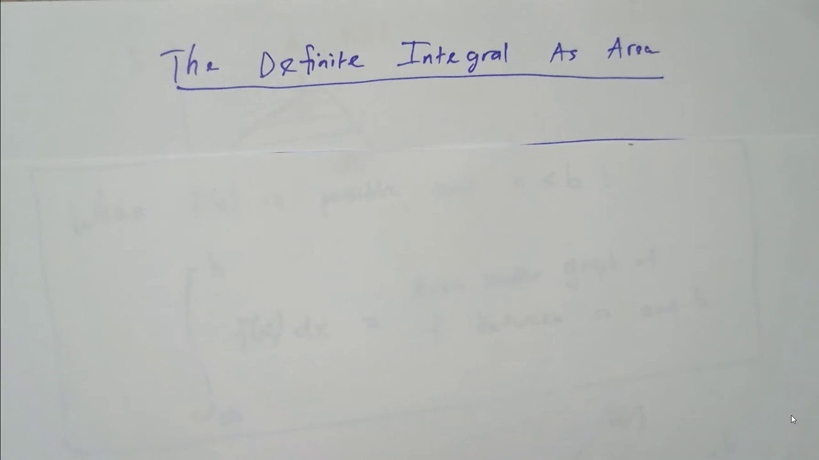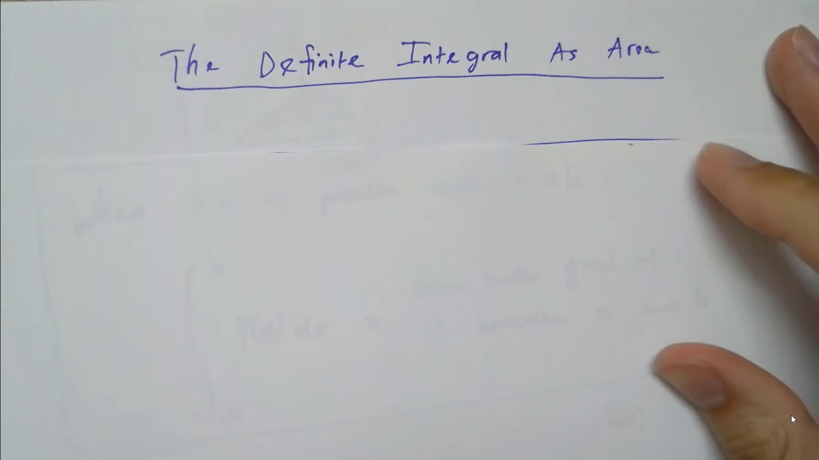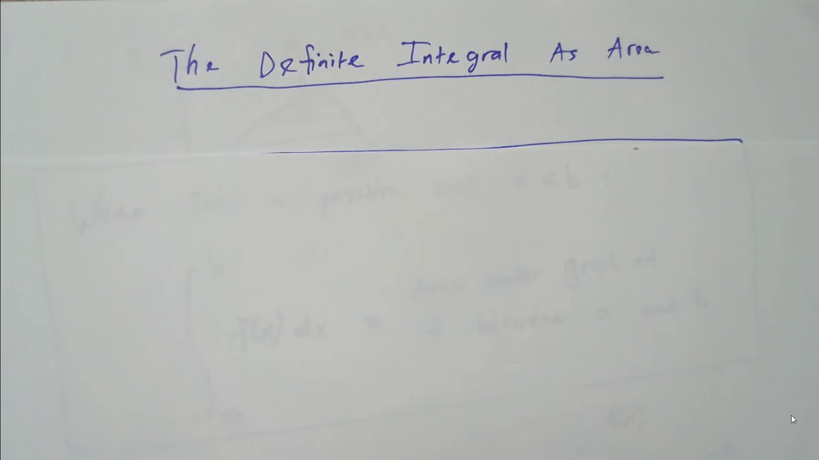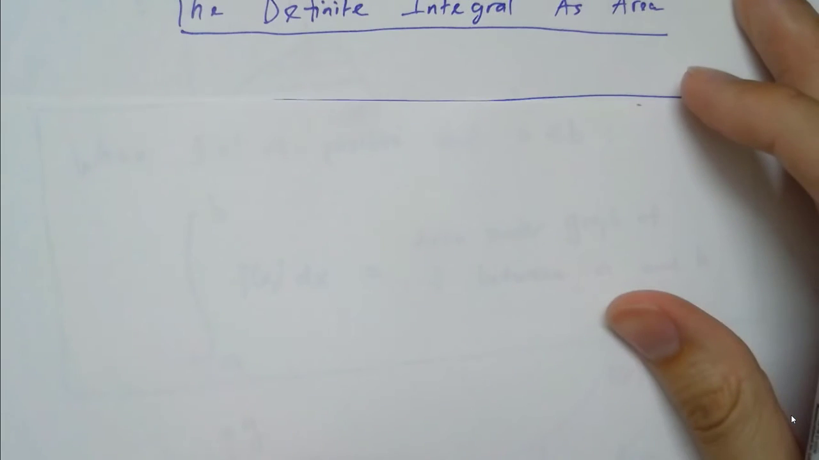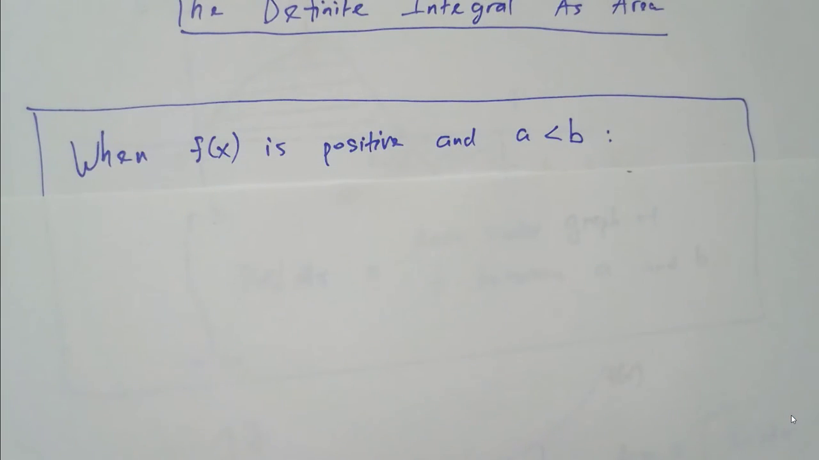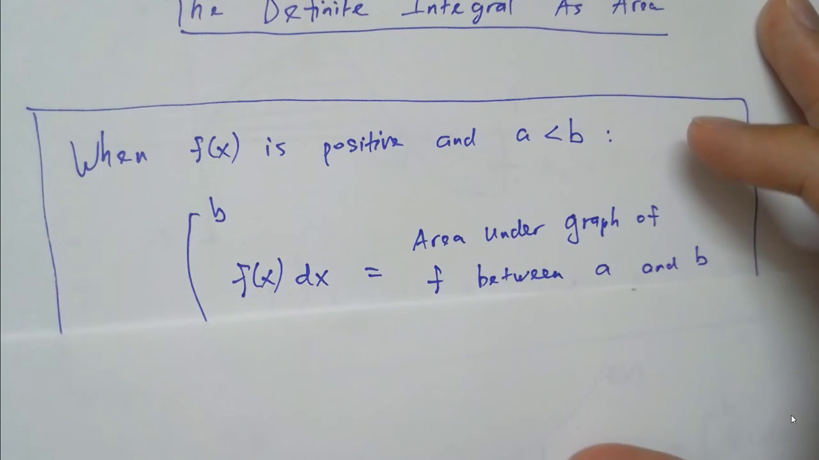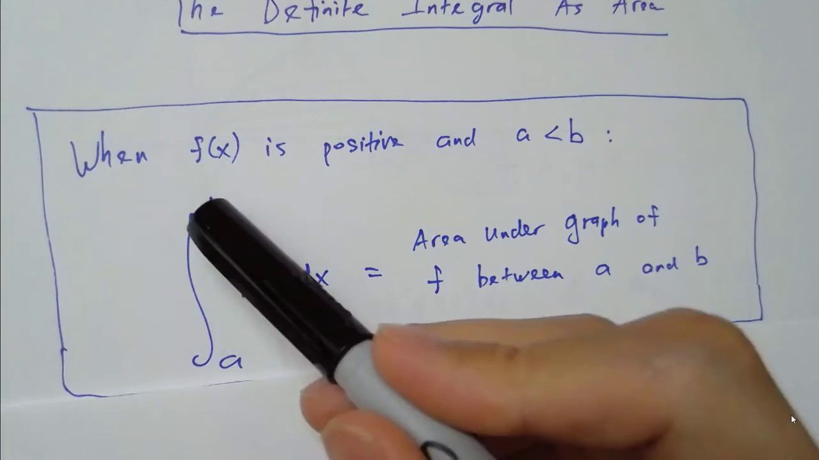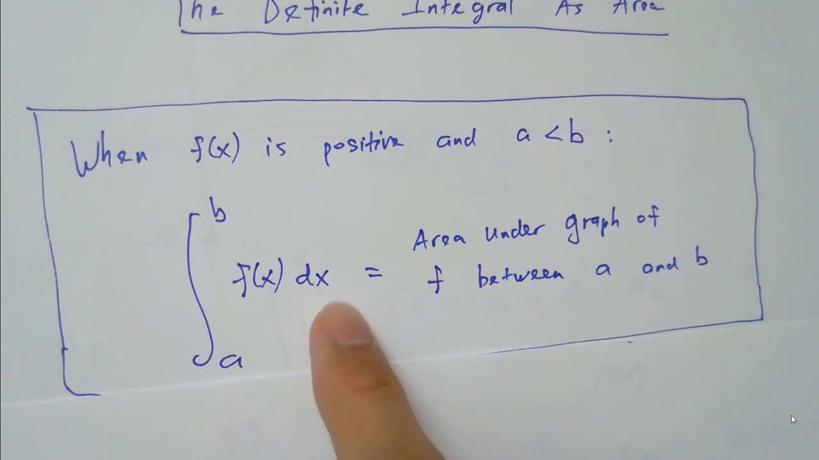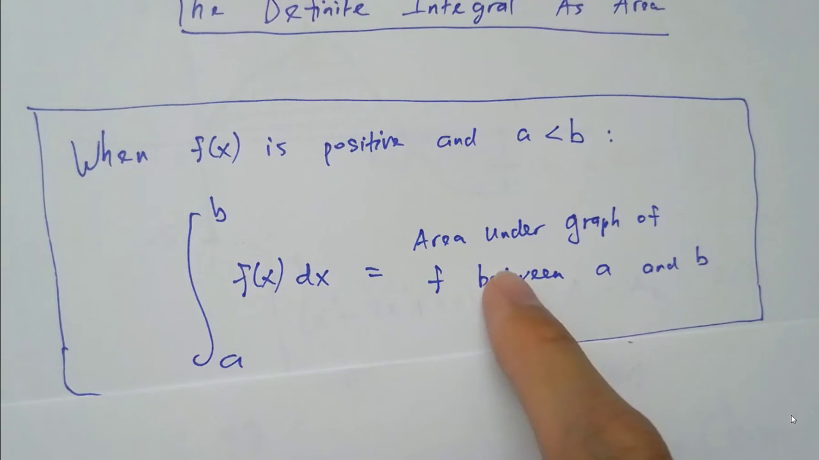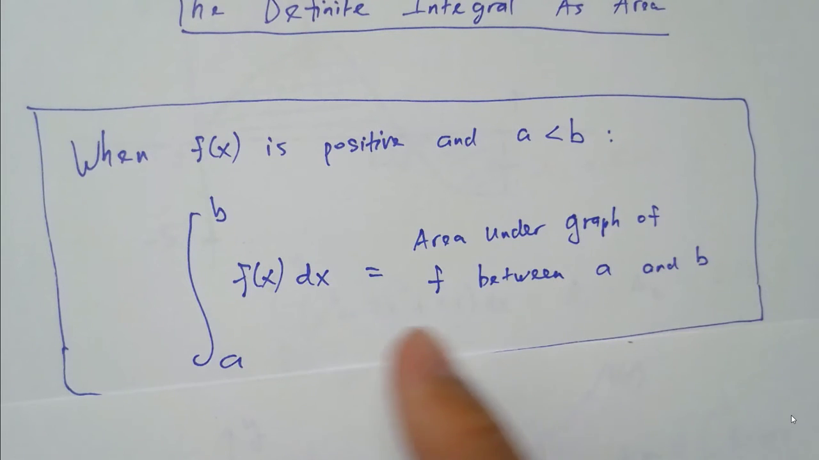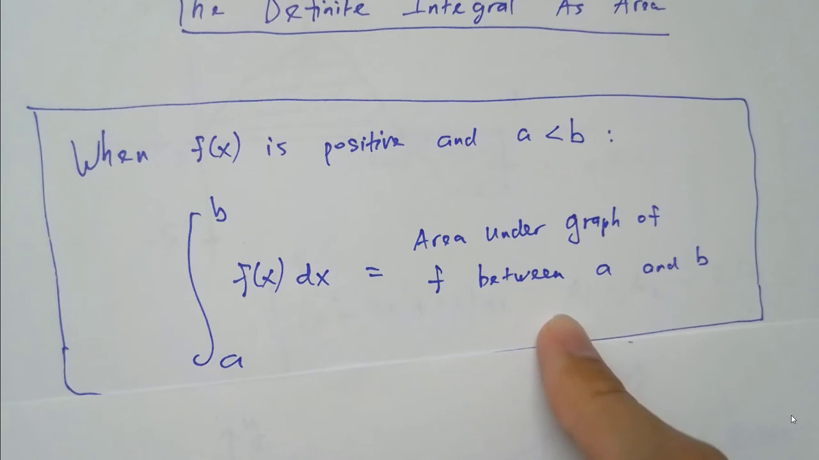In this video, we are going to solve a quick example of finding the definite integral as an area. Let's first quickly recall what the definite integral as an area is. Given a function f of x, which is continuous and positive on the interval from a to b, where a is less than b, the integral from a to b of the function f of x dx is defined to be the area under the graph or the curve of the function f between the points a and b.